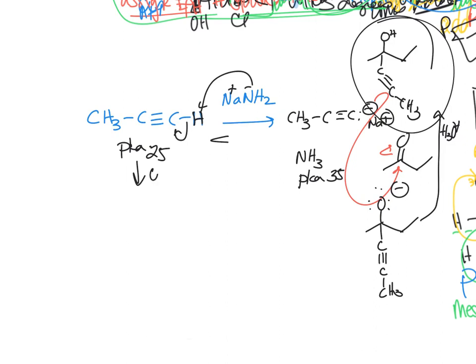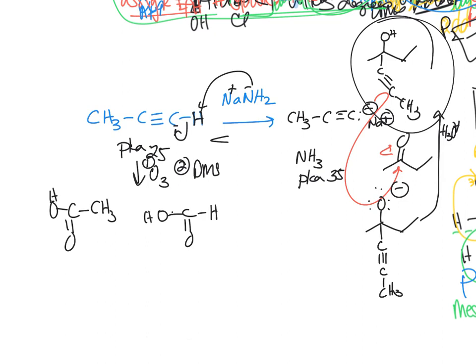What if you treat this with ozone and DMS? Because the triple bond, you're going to get a carboxylic acid, and then this carbon will be a carboxylic acid, but you'll still have the hydrogen there. So you're going to get two carboxylic acids, whereas when you do this with ozone, DMS, with the alkene, you get aldehydes.